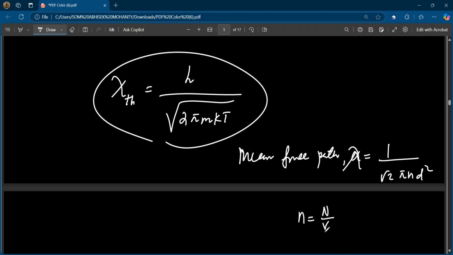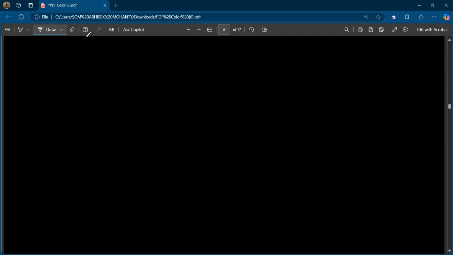Now let's move to ensembles, which are very important for an interview. What are the types of ensembles? An ensemble is a collection of a large number of mental copies of the original system that are macroscopically identical but different microscopically. So that is called an ensemble.